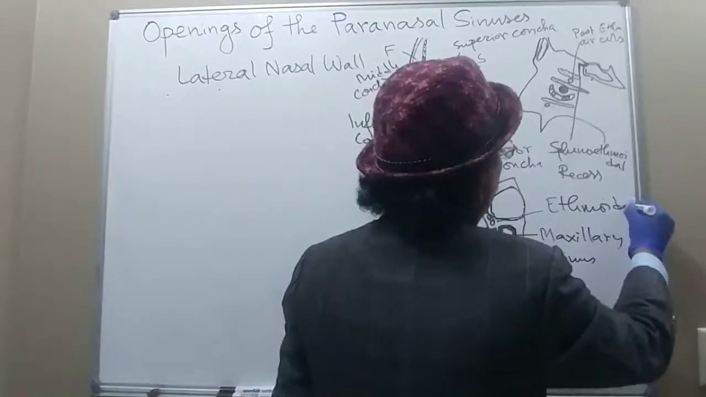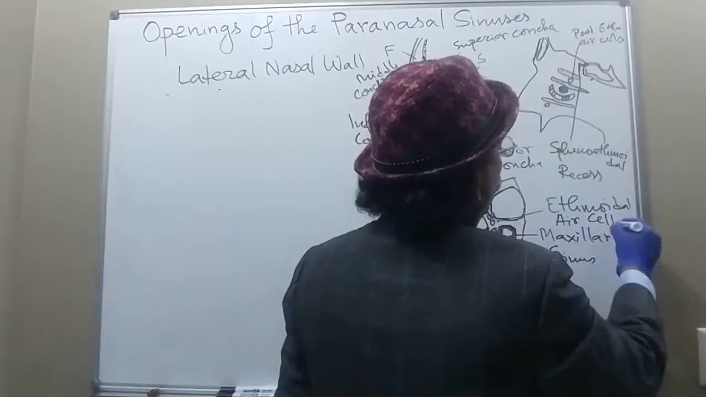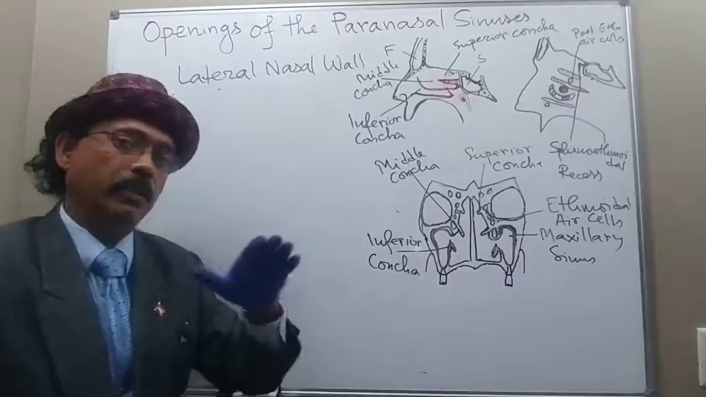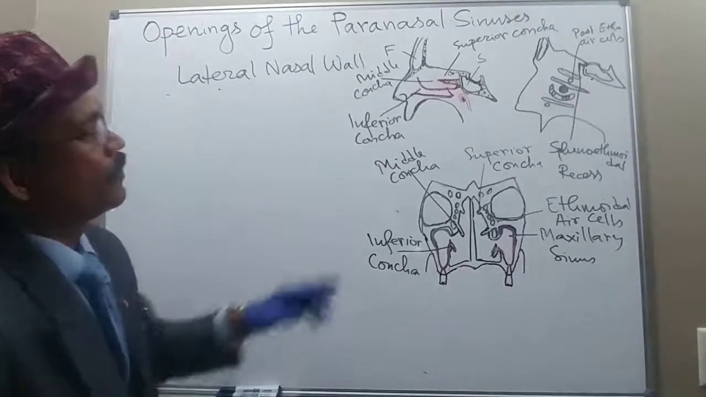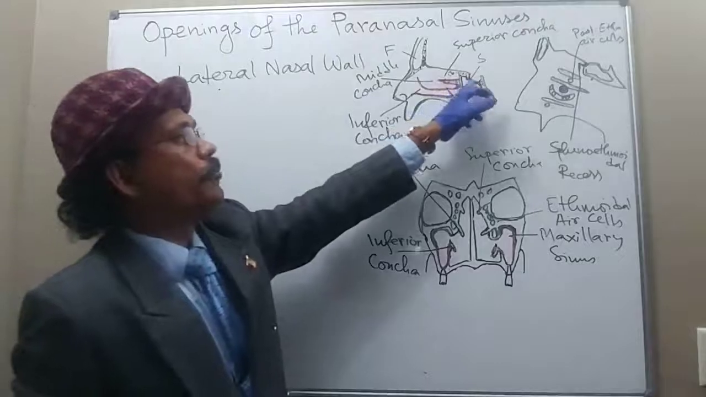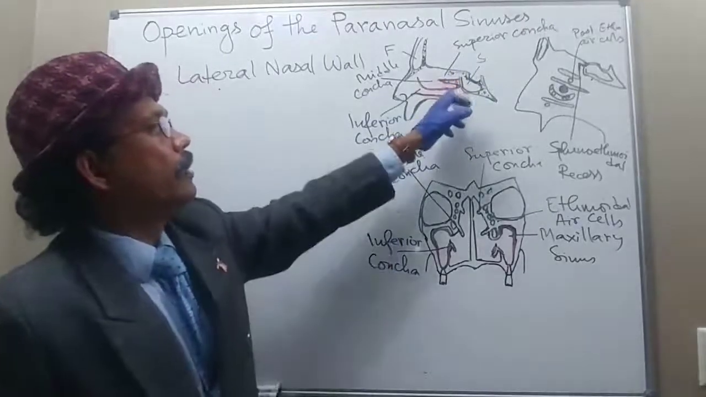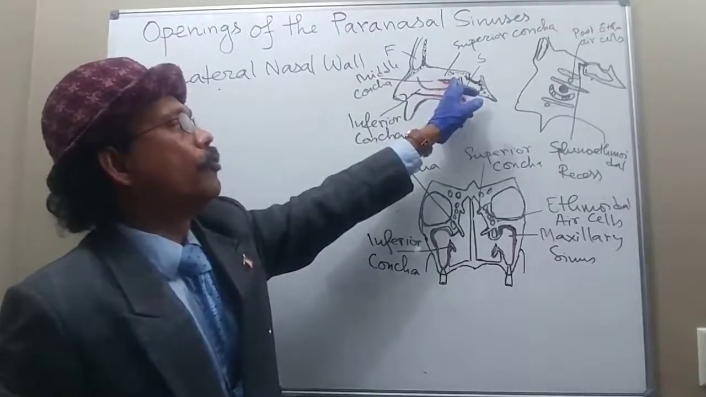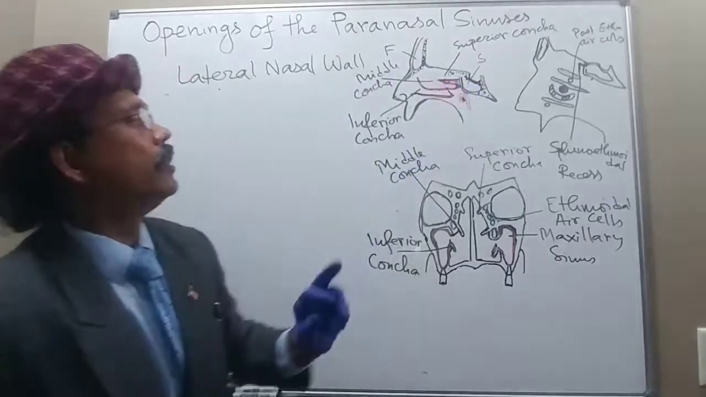Ethmoidal air cells or ethmoidal sinuses, paranasal sinuses. They are a group of air cells. We got the sphenoidal sinus, which opens into the sphenoethmoidal recess here. Then the superior meatus of the nose receives the posterior group of ethmoidal air cells or ethmoidal sinuses.